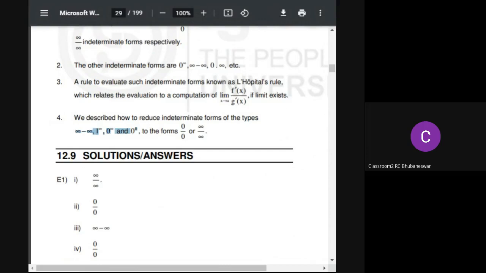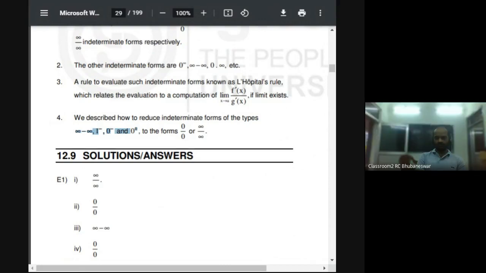Whenever you find this kind of basic indeterminate form, you cannot directly apply the L'Hopital rule. We have to convert or modify all these forms into our determinate form, that is 0 by 0 form or infinity by infinity form. So whenever it is in the form of 0 by 0 or infinity by infinity, we are able to apply the L'Hopital rule to calculate the result of that particular question.